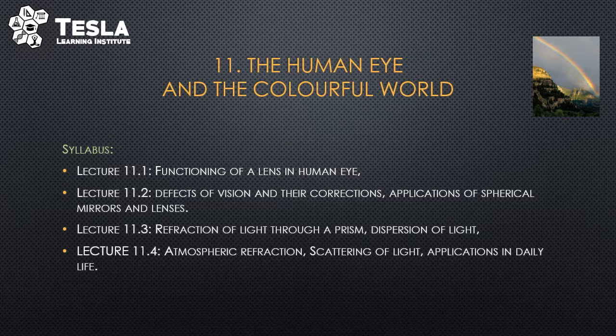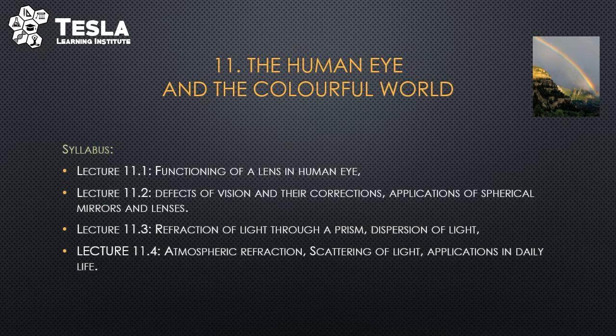After that we will talk about the dispersion of light, in which we will talk about how white light gets bifurcated into its constituent colors. In the last lecture of this series, for this chapter, we will talk about atmospheric refraction. Then we will talk about scattering of light, what it is, and the application of all the phenomena in our daily life. There are so many phenomena around you which are based on atmospheric refraction and the scattering of light.